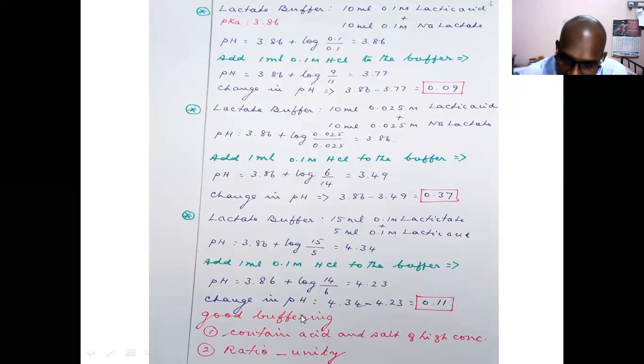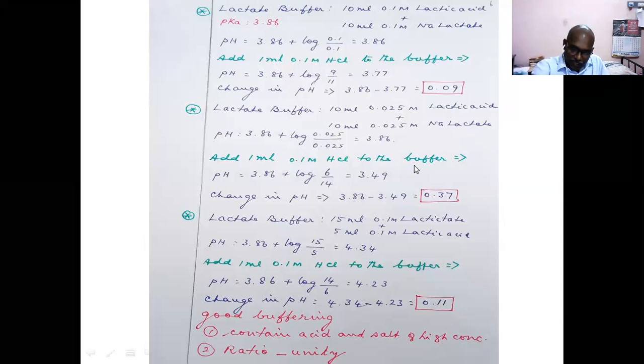Therefore, in order to make a very good buffer, you should take the acid and its salt at a higher concentration, and at the same time, you should take the ratio as unity. The ratio should be equal. If the quantity and the concentration of the weak acid taken and the quantity and the concentration of the salt of the acid taken are equal and higher, then the buffering capacity will be high. So this is what we understand from these three problems.